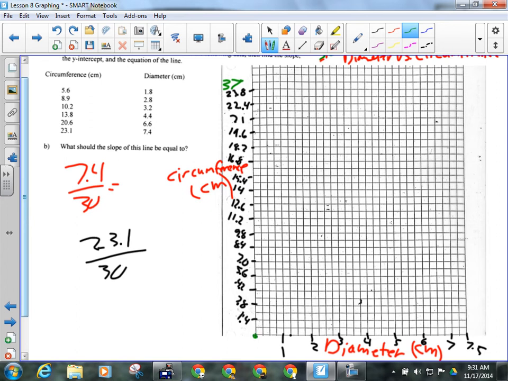All right, so this is 1.75, so 1.8 is just slightly past that. Okay, and 5.6. All right, so there's my first point. 2.8 and 8.9. All right. Should be right about there. Okay. 3.2 and 10.2.